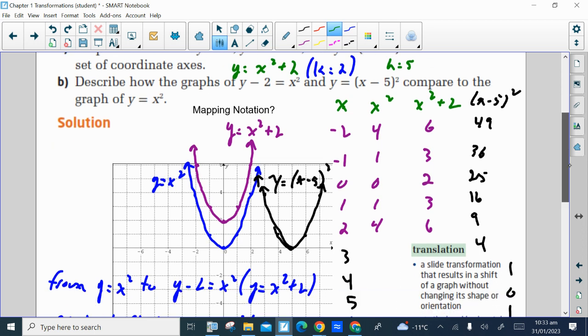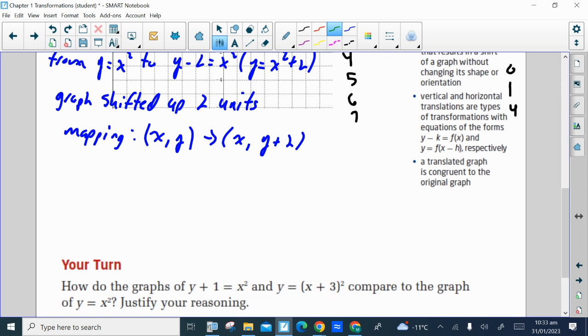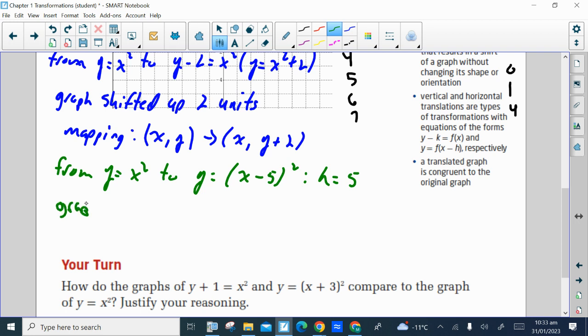And then for y equals (x minus 5) all squared, what happened here, and maybe I'll write this in brackets, is that the value of h is positive 5, and the result is that the graph shifted 5 units to the right. You can always also use the word translated. Translated 5 units to the right.